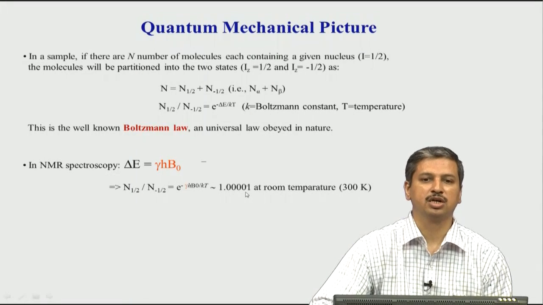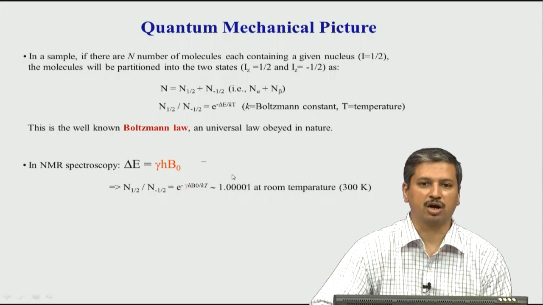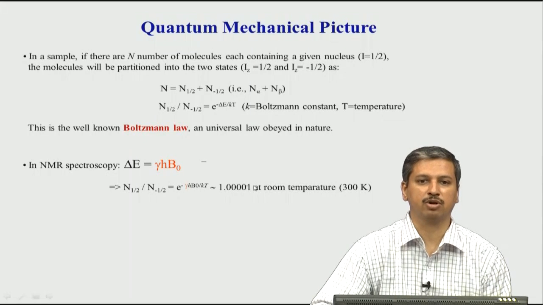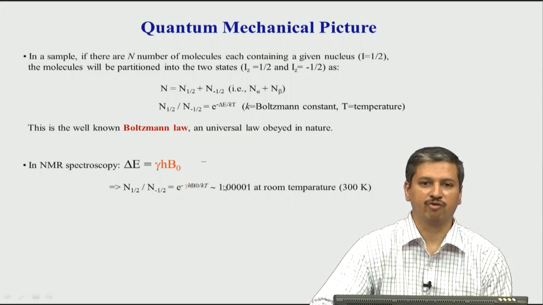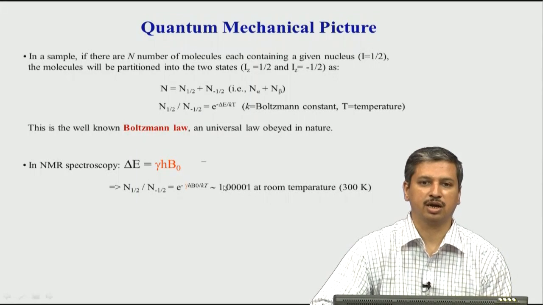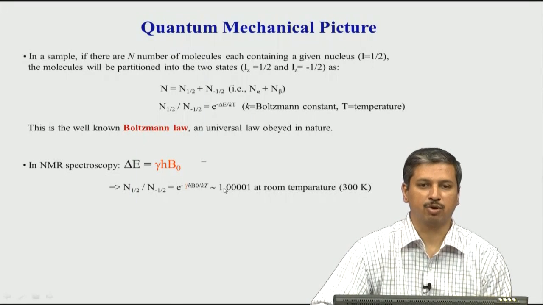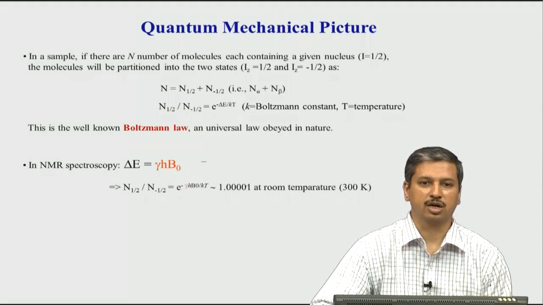So, what it means is that the alpha and beta states are almost equally populated, though not exactly equal. The difference between the ground state and the excited state is very small. Now, if the difference is small, remember according to the previous slide, the absorption of energy is also small. If the difference is more, the absorption is more. In other words, what we are looking at is the sensitivity.